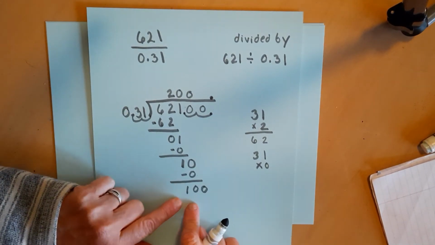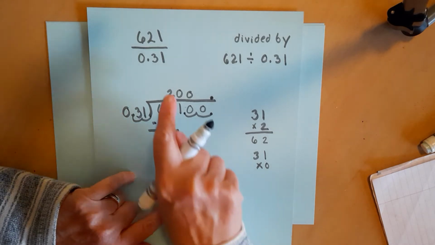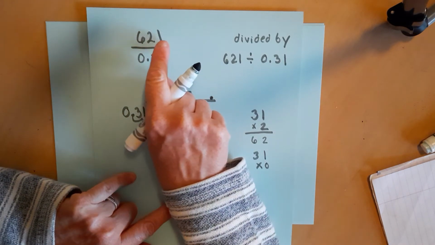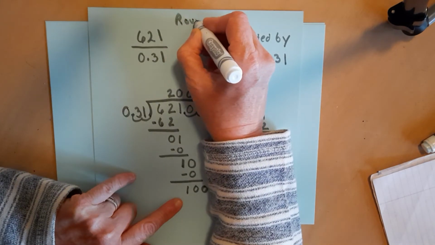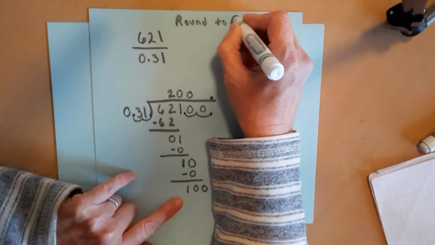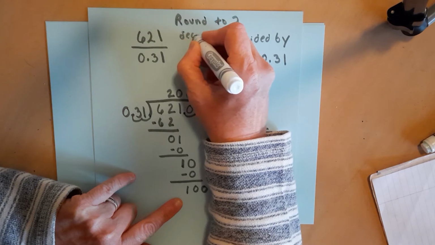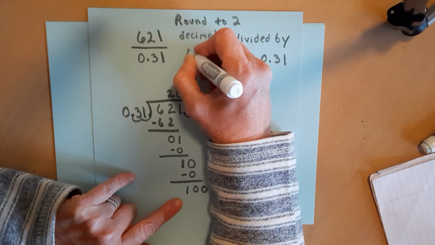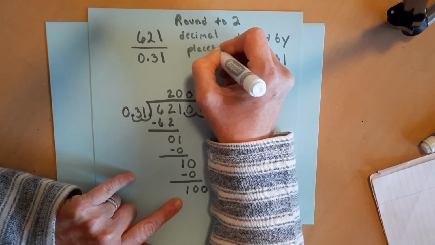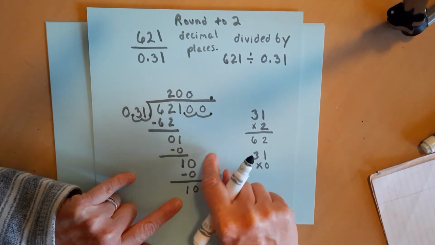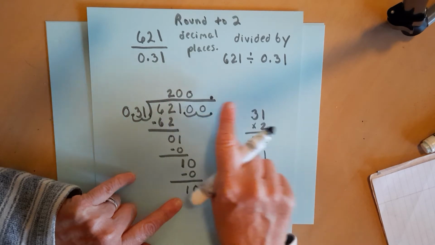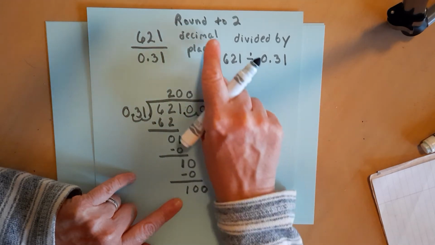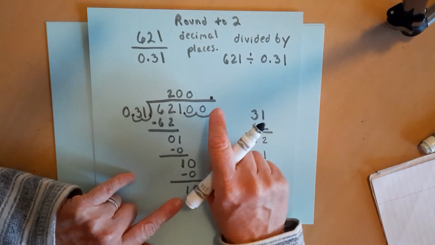I forgot to mention that in this problem, it said in the book, do this and round to 2 decimal places. So that is a hint that this decimal would keep going on and on for a very long time, but they don't want us to do it for a very long time. They want us to round to 2 decimal places.